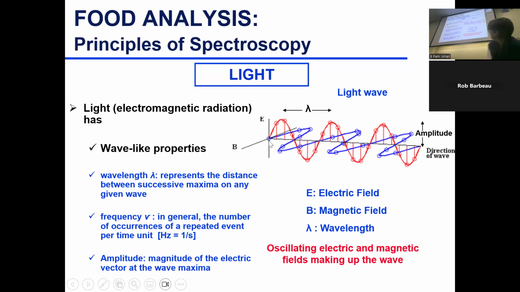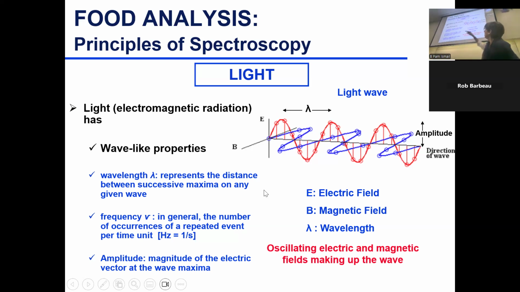What you really want to know here is what the wavelength is, the distance between two maxima. And what you also want to know is the frequency. How many oscillations there are in a unit space and time. So the frequency is the number of occurrences of a repeated event per time, the number of oscillations per time.